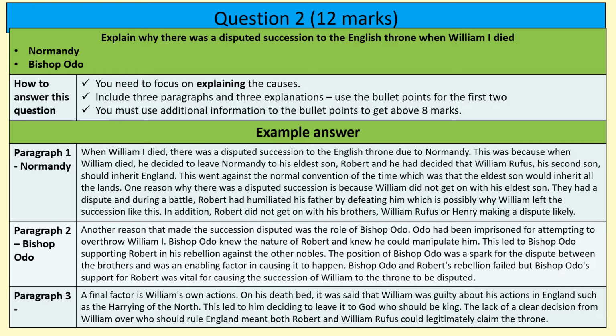A final factor is William's own actions. On his deathbed, it was said that William was guilty about his actions in England, such as the harrying of the North. This led to him deciding to leave it to God who should be king. The lack of a clear decision from William over who should rule England meant both Robert and William Rufus could legitimately claim the throne. So there you have it. That's how you answer the 12-mark question.